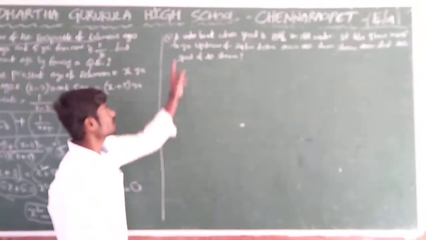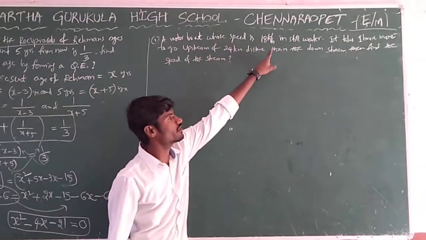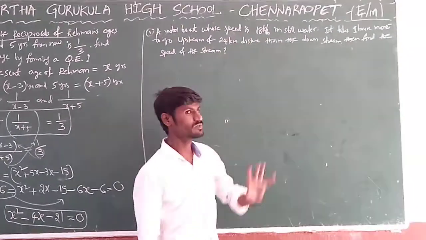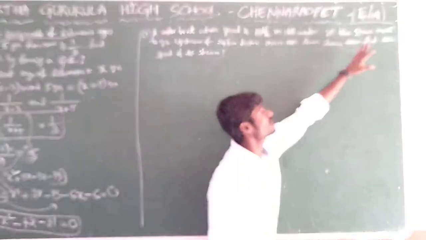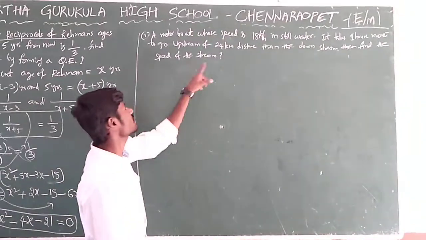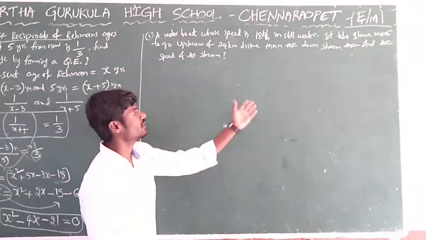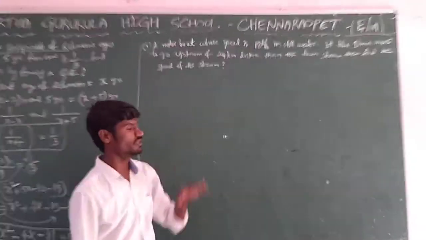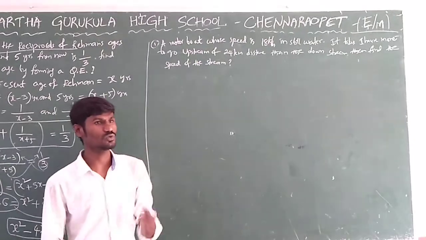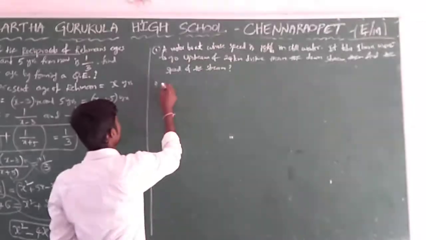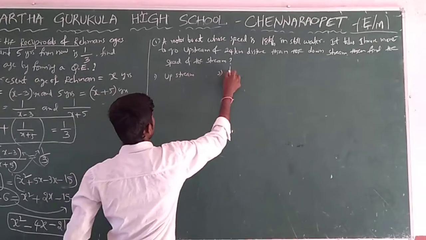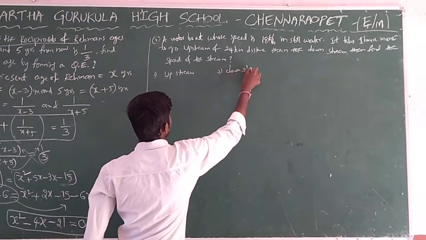So what is the question? A motor boat whose speed is 18 km per hour in still water, means the speed of the boat is 18, the speed of the boat is given. It takes 1 hour more to go upstream of 24 km distance than the downstream. Then find the speed of the stream. So in this type of problem, two terms are important. They are upstream and downstream. What are they? Let us see here.